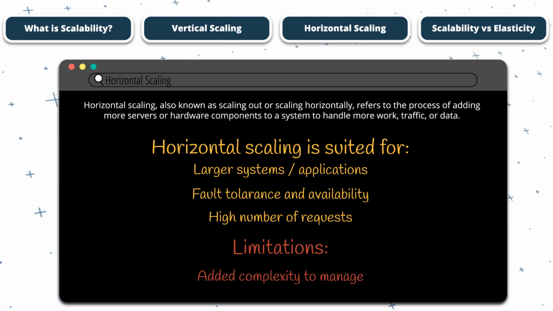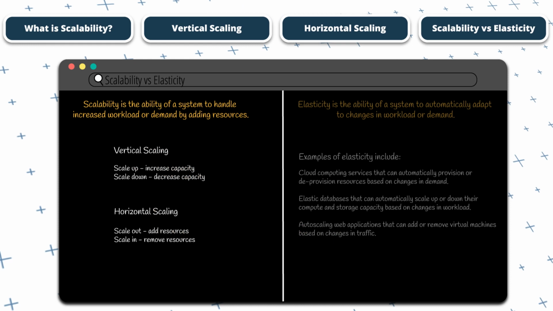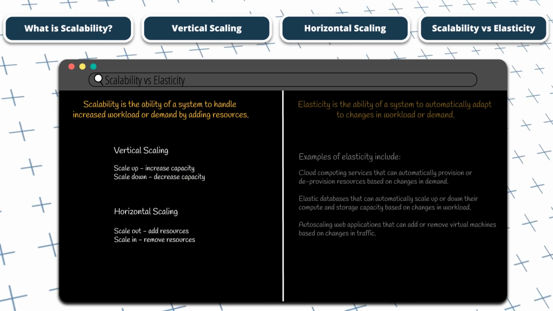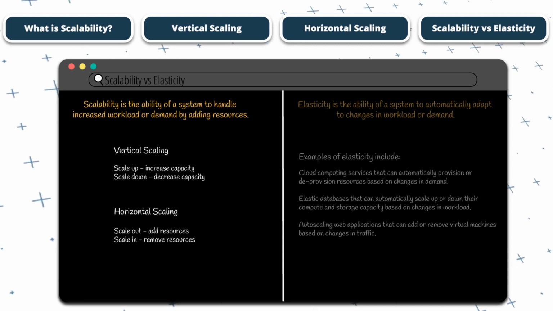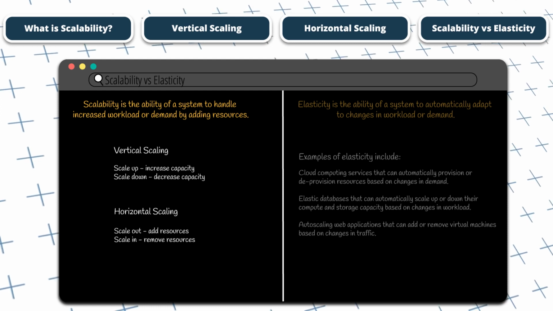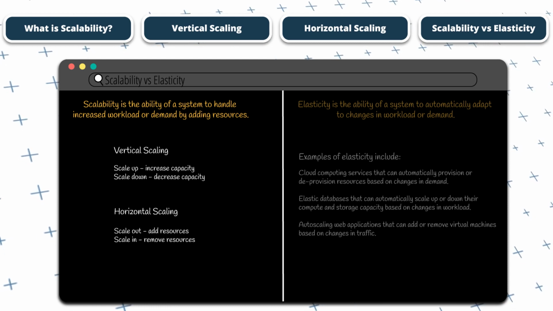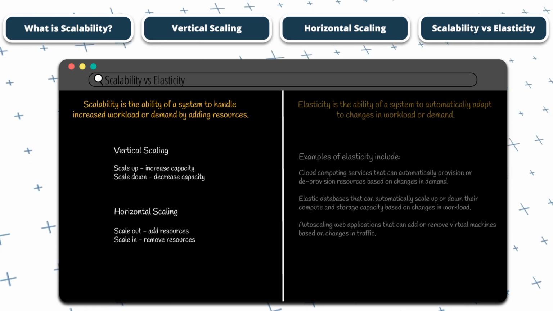So now let's touch on elasticity. With vertical scaling, you can scale up or scale down. You scale up to increase capacity, and you scale down to decrease capacity. With horizontal scaling, you can scale out or you can scale in. Scaling out would be adding additional resources, while scaling in would be removing resources.